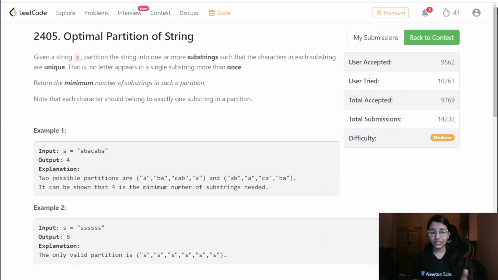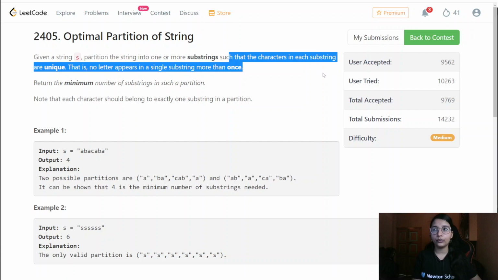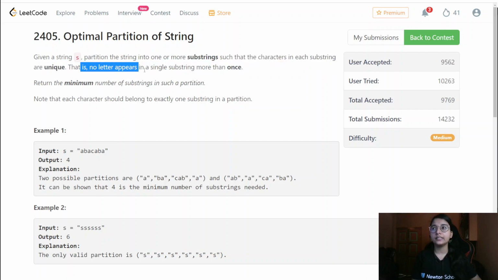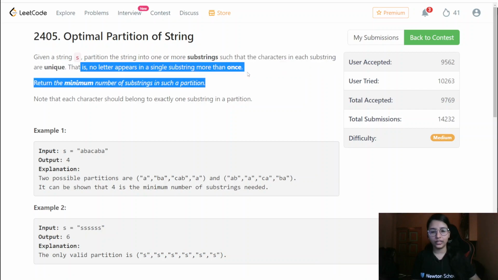Let us read this question and then go through the examples, then the constraints, and then a dry run of the same, and then some sort of intuition we can get, and then we will code the same. So now, first thing is that given a string S, partition the string into one or more substrings such that characters in each substring are unique. That is, no letter appears in a single substring more than once.